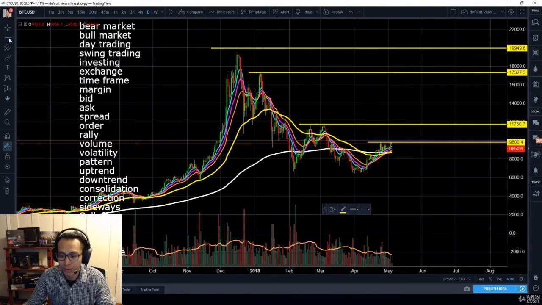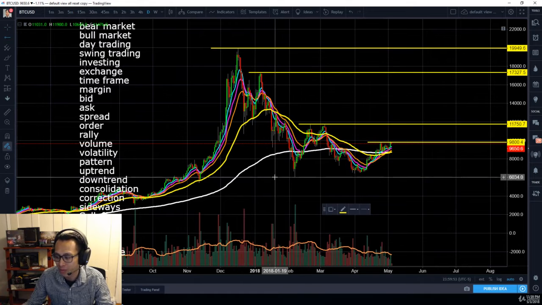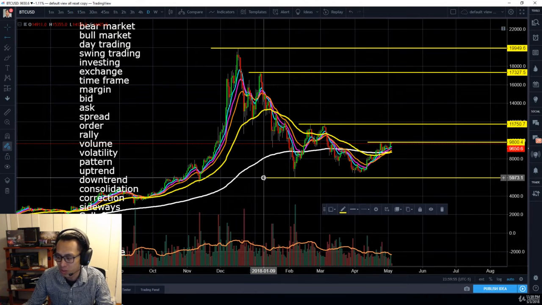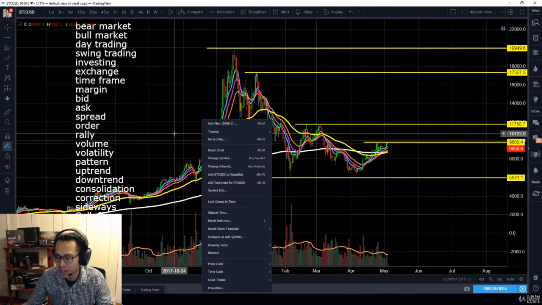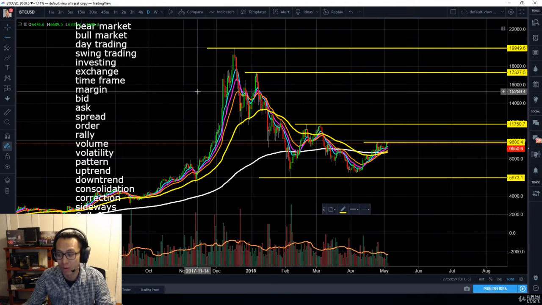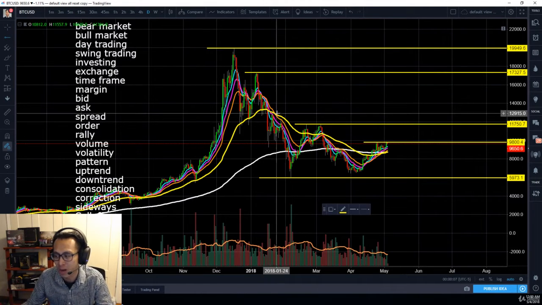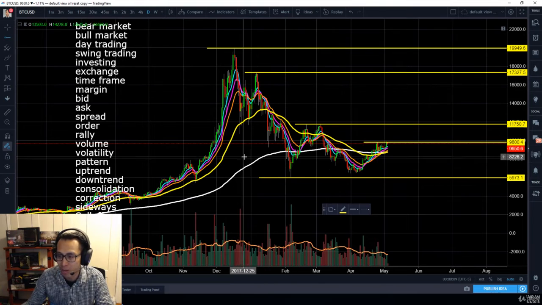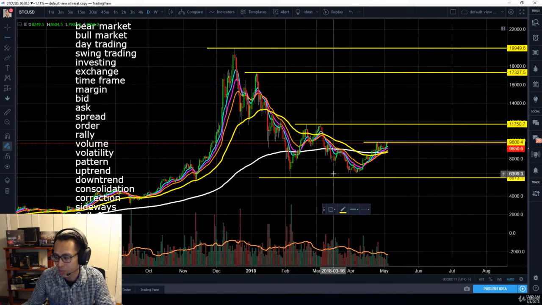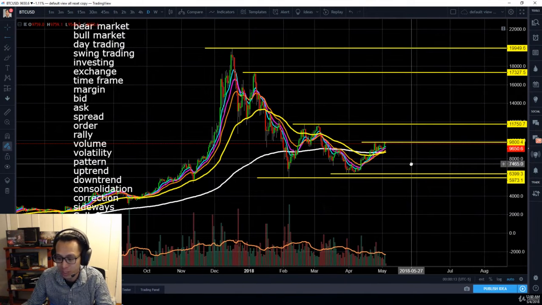So if we look at support, what does that refer to? Well, that refers to a particular price where it has a lot of trouble breaking lower, where we find that the price action tends to steady out right there, okay? It tends to steady out right there, and the general market doesn't really want the price to get lower than that particular support.